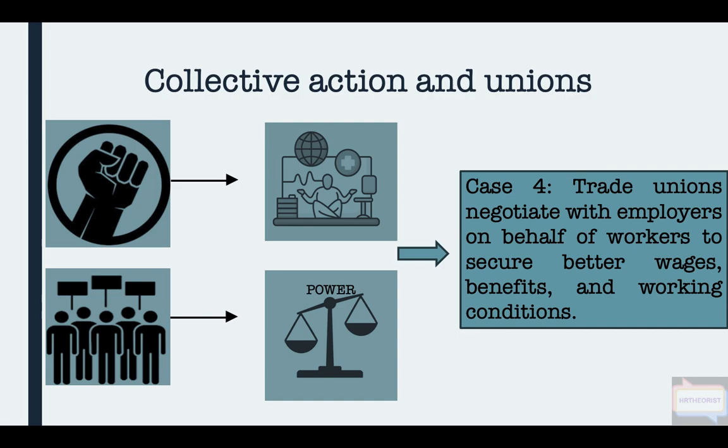Trade unions negotiate with employers on behalf of workers to secure better wages, benefits, and working conditions. Trade unions, according to Marx, provide workers with a platform to collectively bargain with employers. By joining together and presenting a united front, workers can demand better wages, benefits, and improved working conditions. The goal is to counter the exploitation inherent in the capitalist system and seek a fairer distribution of wealth and resources.